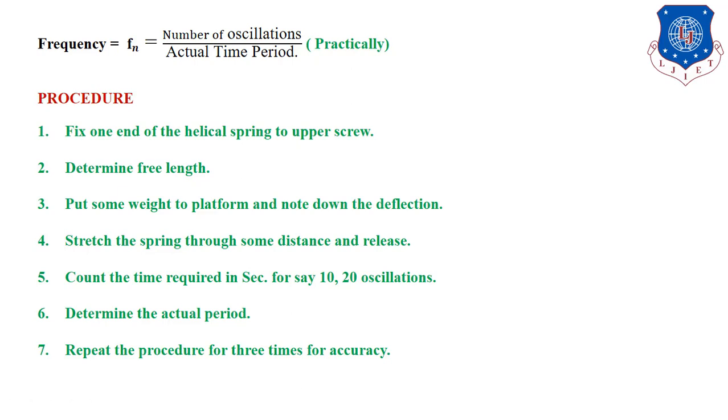So here the upper end of the spring we have to fix, and then we have to measure the length of the spring at initial level. So when no mass is attached to the spring, we have to measure the length of the spring, that is called the free length. And then we have to put some weight on the platform and note down the deflections of the spring.